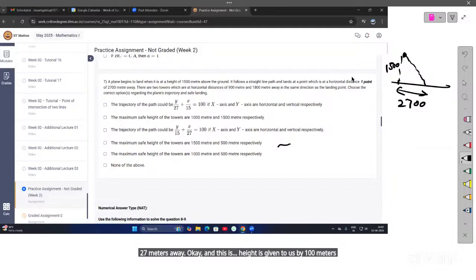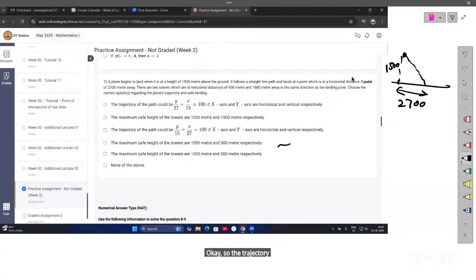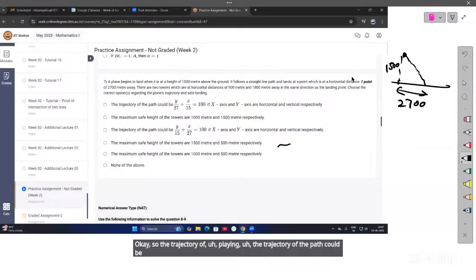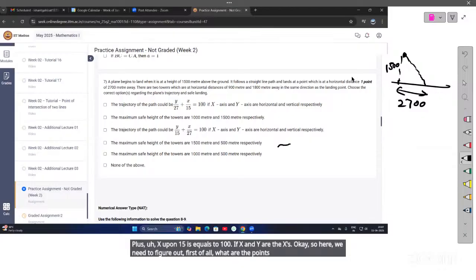Okay. So there are two towers which are at a horizontal distance of 900 meters and 1800 meters away in the same direction as the landing point. Choose the correct options regarding the plane's trajectory and safe landing. So the trajectory of the path could be y upon 27 plus x upon 15 is equal to 100 if x and y are the x-axis. Here we need to figure out first of all what are the points we know.